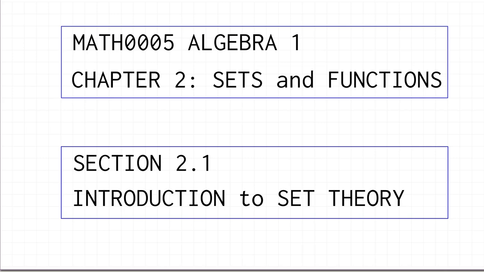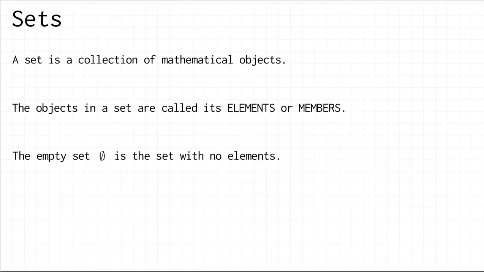We're now going to start a new chapter in Math 5, Chapter 2, which is about sets and functions. We're going to begin by learning a little bit about informal set theory, then we'll move on to the study of functions and their properties, and at the end we'll study a special kind of function called a permutation. So let's begin with the definition of a set.